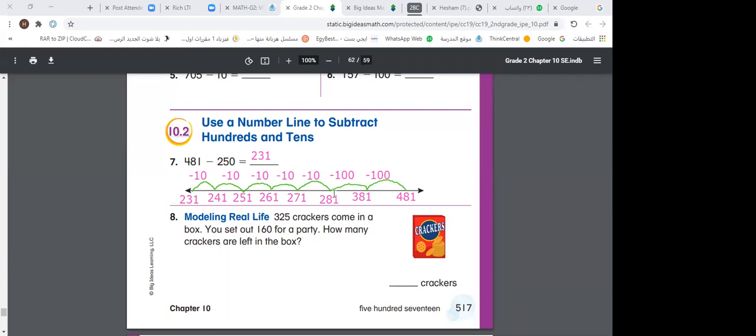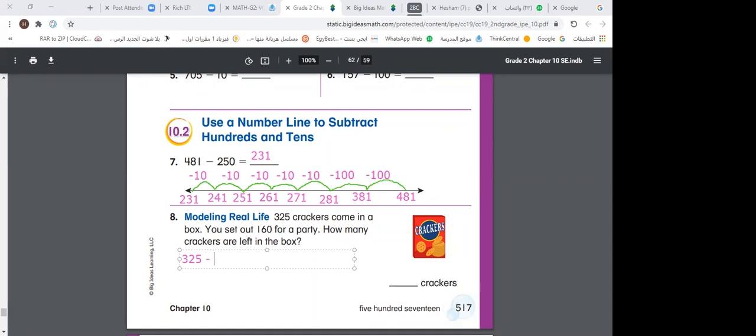Now, my lovely boys, let's answer number 8. 325 crackers come in a box. So the total number of crackers equals 325. You set out 160 for a party. How many crackers are left in the box? I said to you, grade 2, if you find how many left, make minus. It's a subtract. In subtraction, you have to start with the greater number. What's the greater number? It's 325. So start with 325.